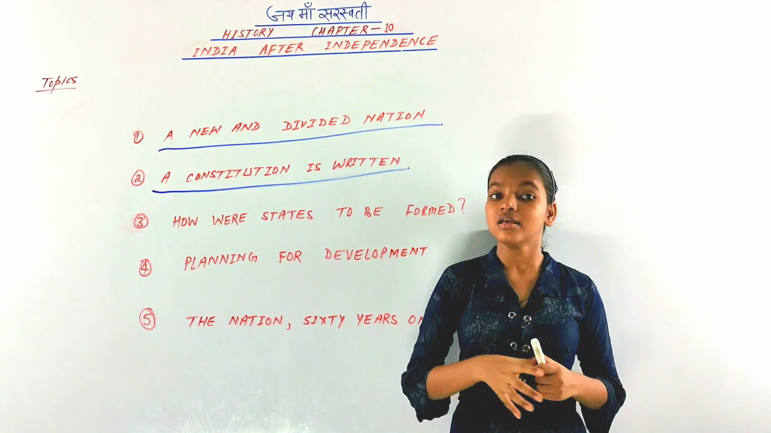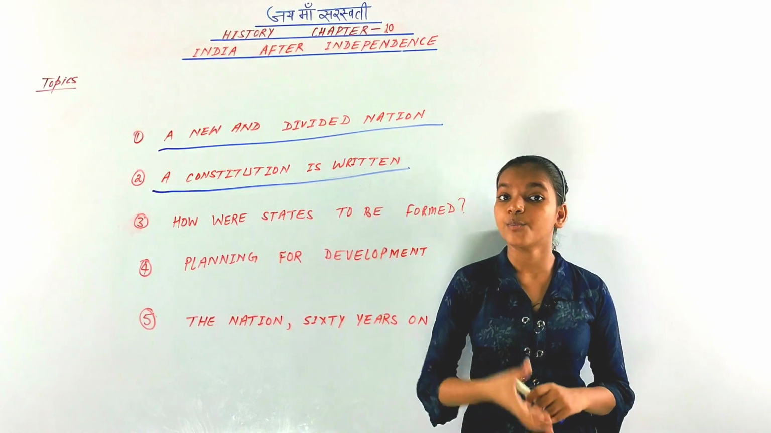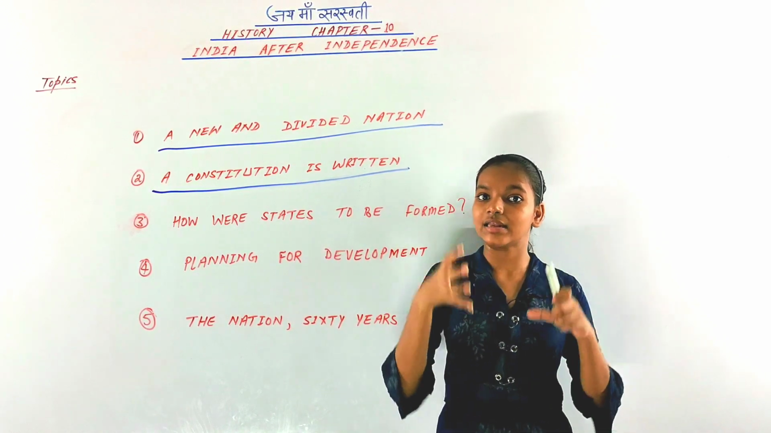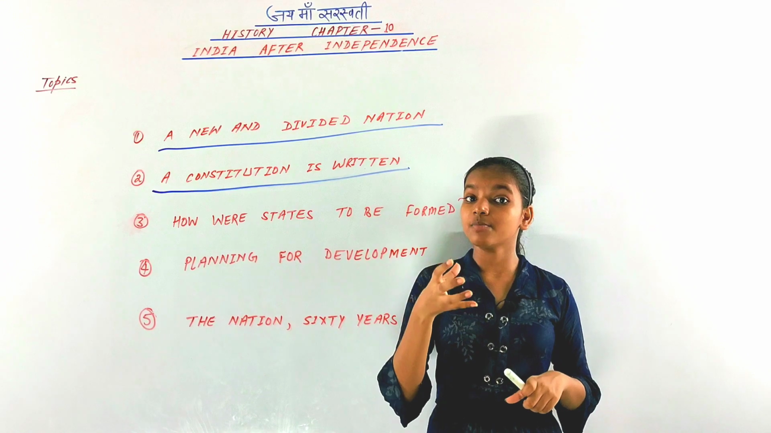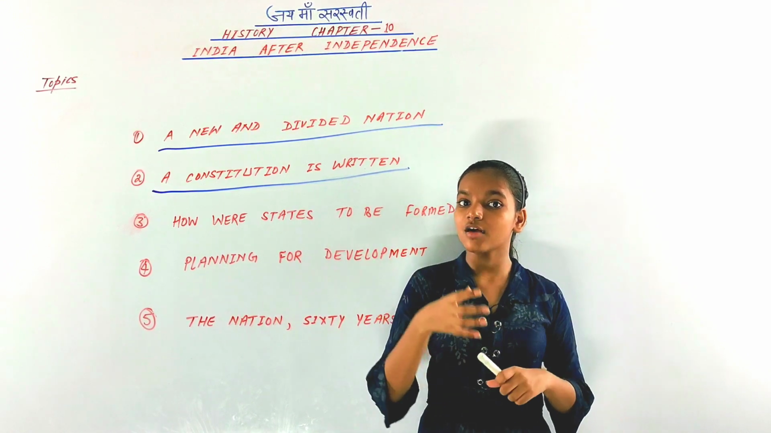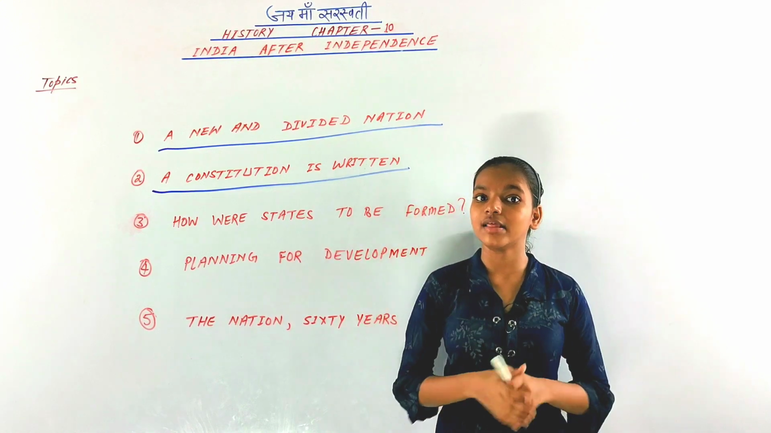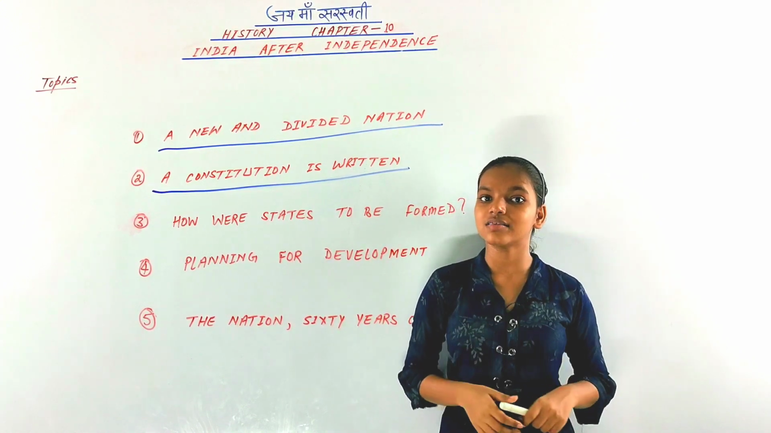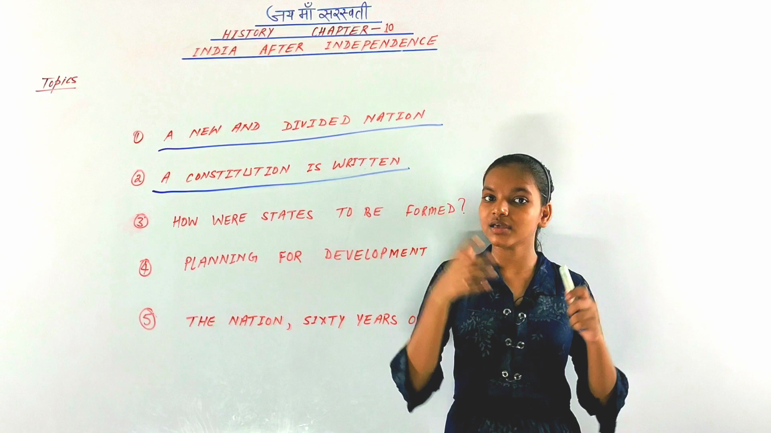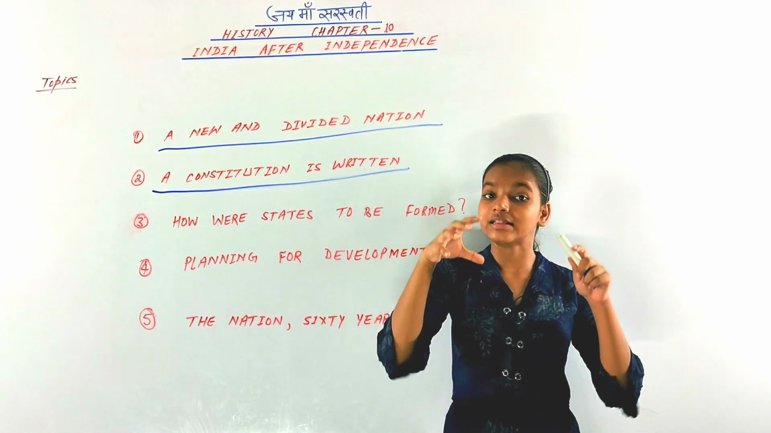And third was the concurrent list, in which both the central and the state governments had to work together and maintain matters like agriculture, matters all over the country. They had to maintain these matters together. So we made its solution like this.